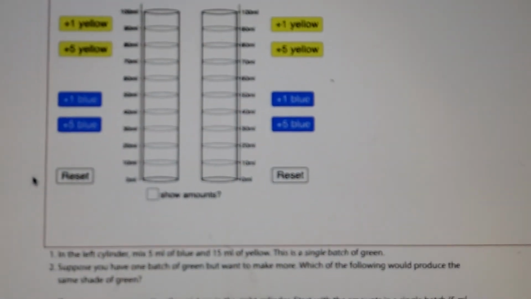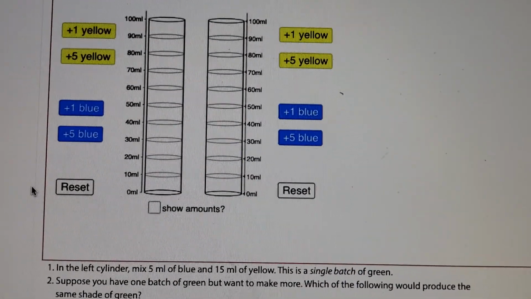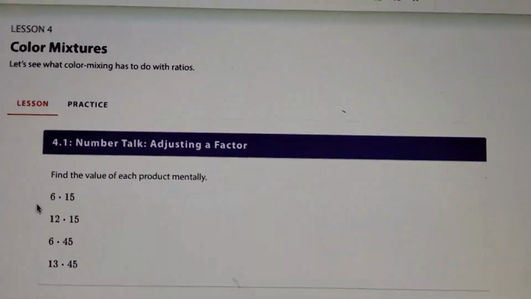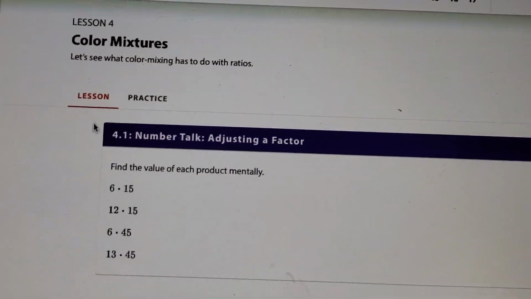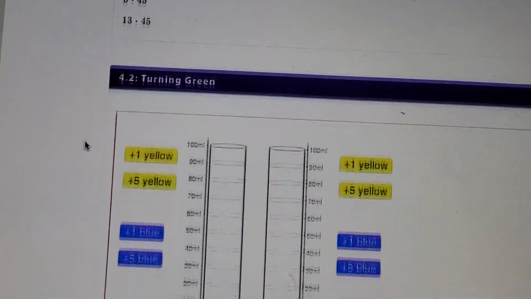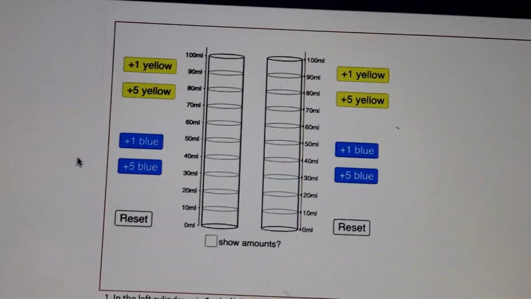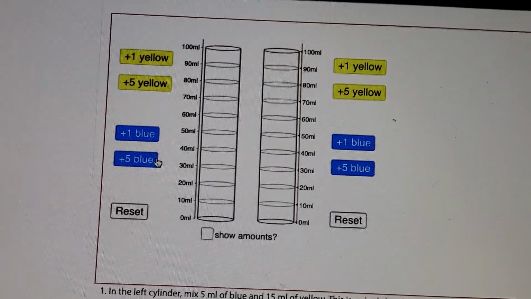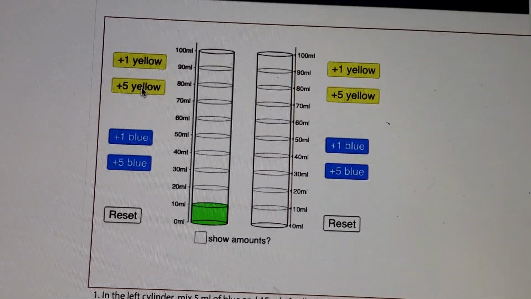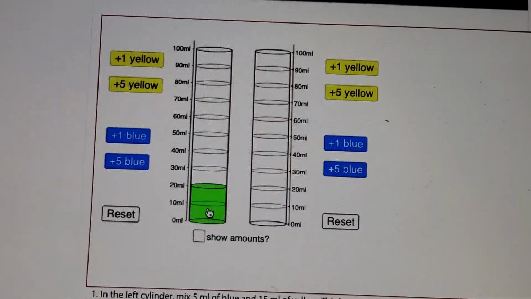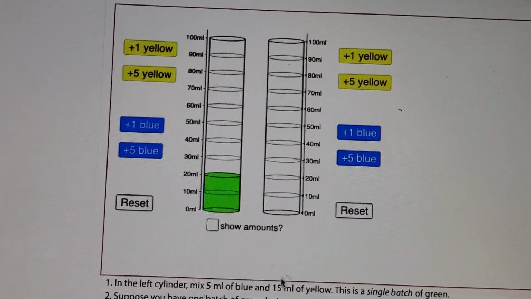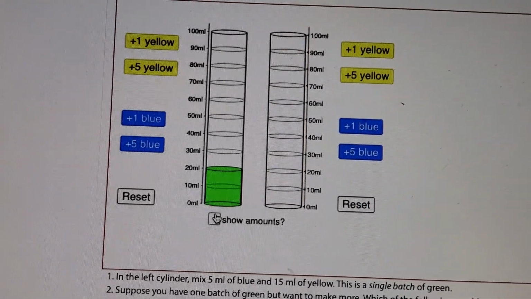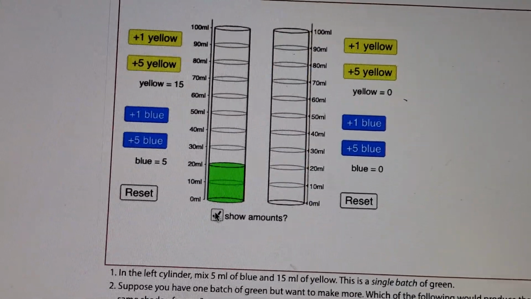All right, let's look at this. You have access to this. This is the lesson part of your online lesson. So you can manipulate this if you like. It says in the left cylinder, mix 5 milliliters of blue and 15 milliliters of yellow. 5, 1, 2, 3. And then we'll notice our shade of green, right? And that's a single batch of green.